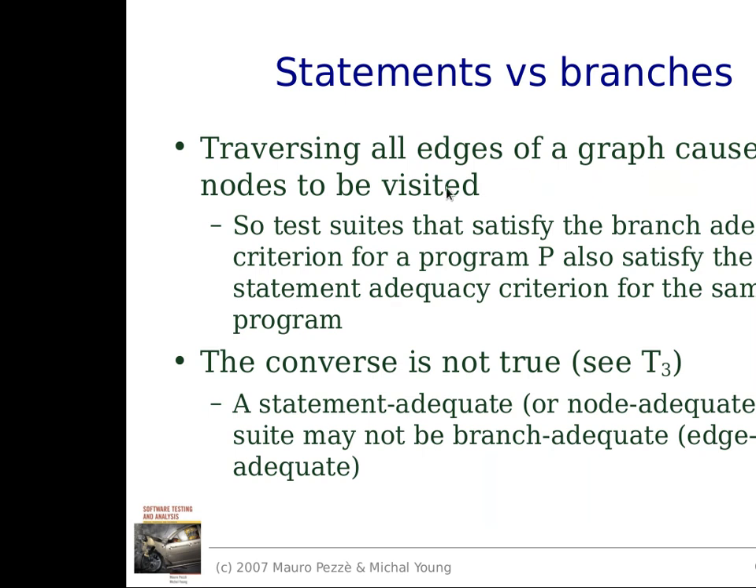Alright, so traversing all edges causes all nodes to be visited, so a test suite that satisfies the branch condition for a program also satisfies the statement. Obviously the converse is not true, we just showed that. Just because you have every statement doesn't mean you have every branch, but if you have every branch, you have every statement. So you could say that you only wish to look at branches.